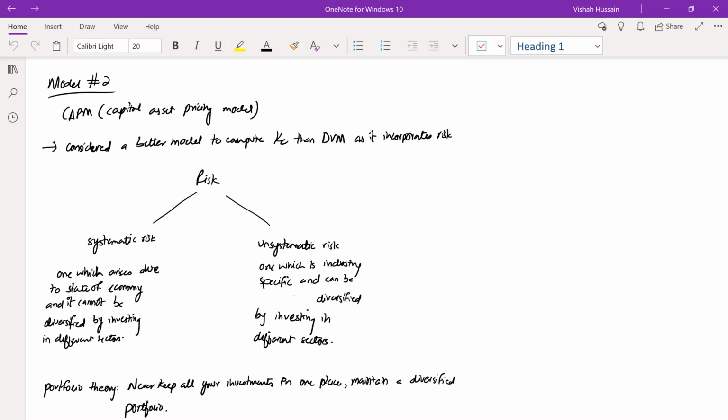What are the kinds of risks that it incorporates? There are two kinds of risks: systematic risk and unsystematic risk. Systematic risk is one which arises when the state of an economy is so worsened that you cannot avoid losses, or you cannot diversify your risk by investing in some other property, or let's say some other business sector. However, unsystematic risk is one which can be avoided by diversifying your investments to different sectors.